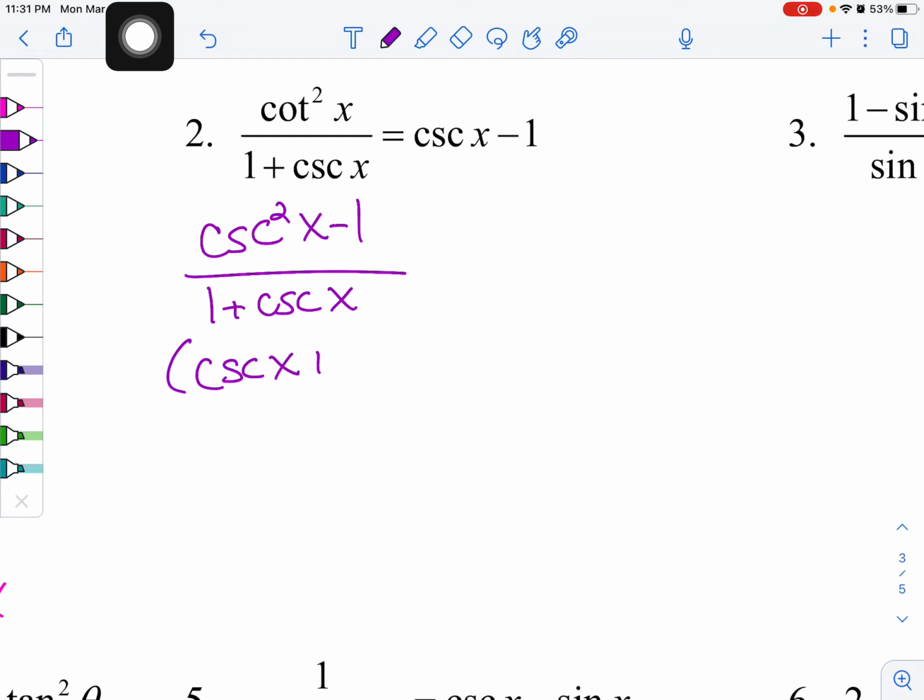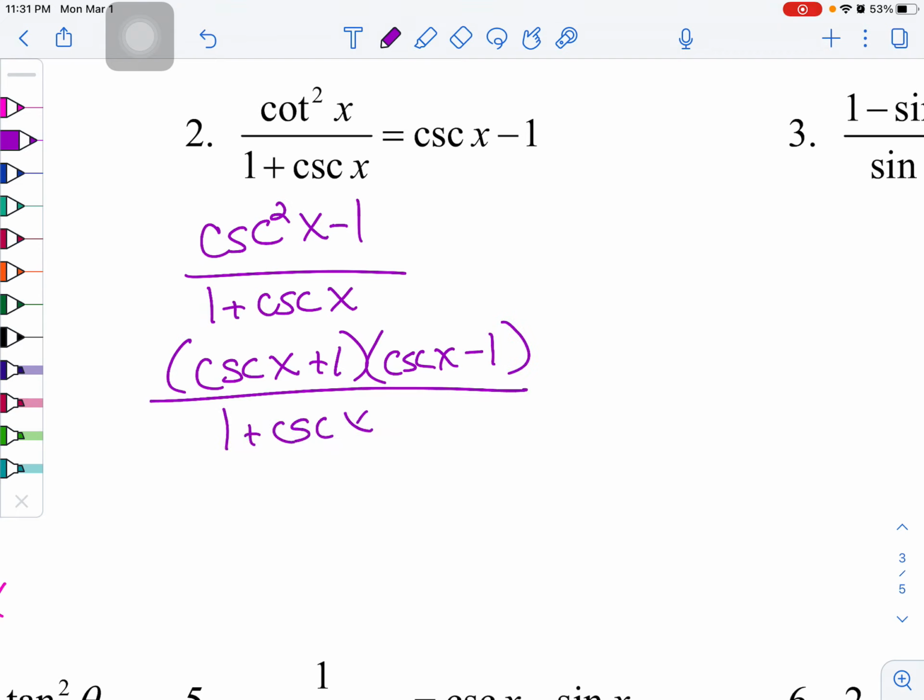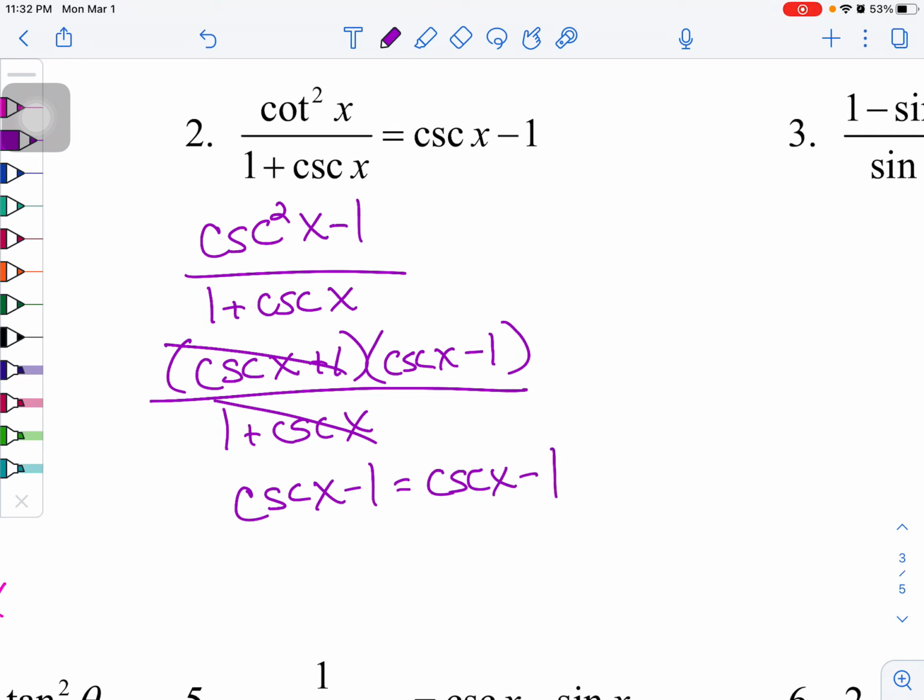This is a difference of perfect squares. You've got cosecant of x squared, and then you've got 1, which is really 1 squared. So if I factor this, this would be cosecant of x plus 1 and cosecant of x minus 1 over 1 plus cosecant of x. If you recognize this factor as this denominator, go ahead and divide them out, and you are left with cosecant of x minus 1 is exactly equal to cosecant of x minus 1.